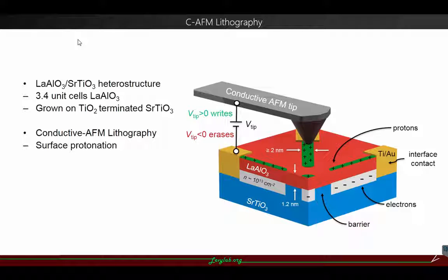More interestingly, with the conductive AFM lithography technique invented by our group, we are able to write and erase nanostructures at the lanthanum aluminate strontium titanate interface. The sample we use has 3.4 unit cells of lanthanum aluminate on top of strontium titanate, that is just below the critical thickness. So when we apply positive voltage, we are able to write nanostructures, and when we apply negative voltage, we are able to create a barrier. We believe this is due to surface protons.